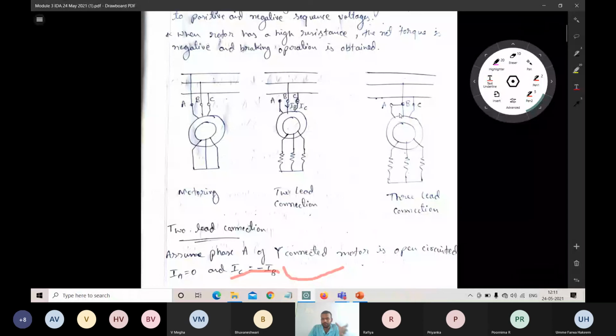Look here, one thing is that you can take any connection, whether a two lead connection or three lead connection, we are just calculating the torque, the net torque. The net torque will be the summation of the positive sequence and negative sequence.